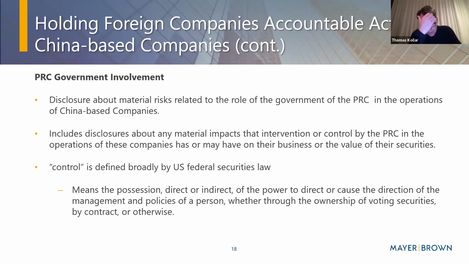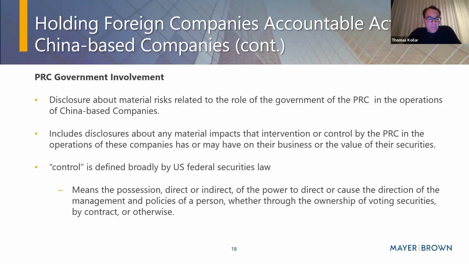Now, in addition to what we saw under the HFCAA, the SEC has some particular interest in the type of control and the amount of control, also known as government involvement of the PRC in any China-based company. So here, what we expect to see in the 20F is disclosure about material risks related to the role of the government of the PRC in the operations of any China-based company. And this includes any disclosure about the material impacts that the intervention or control by the PRC in the operation of these companies has or may have on their business or the value of securities.